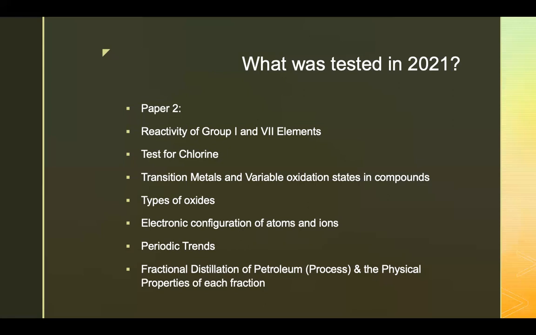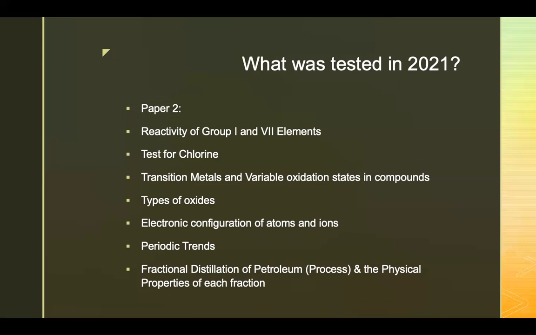And then they were also tested on the fractional distillation of petroleum. Mainly, they need to describe the whole process, starting from how the liquid petroleum was heated in the furnace before it vaporizes and separates into fractions in the fractionating column based on different boiling points, where the fractions with the lower boiling point will be collected at the top and the fraction with the highest boiling point collected at the bottom of the fractionating column.